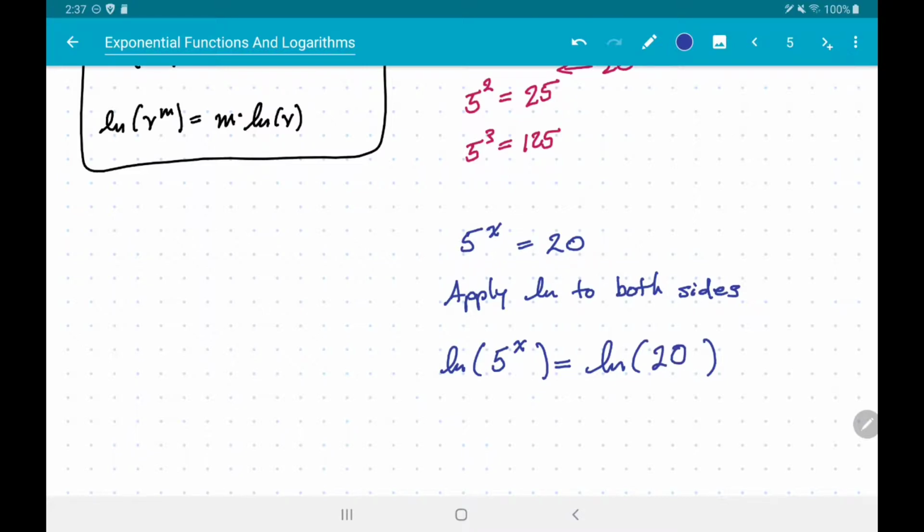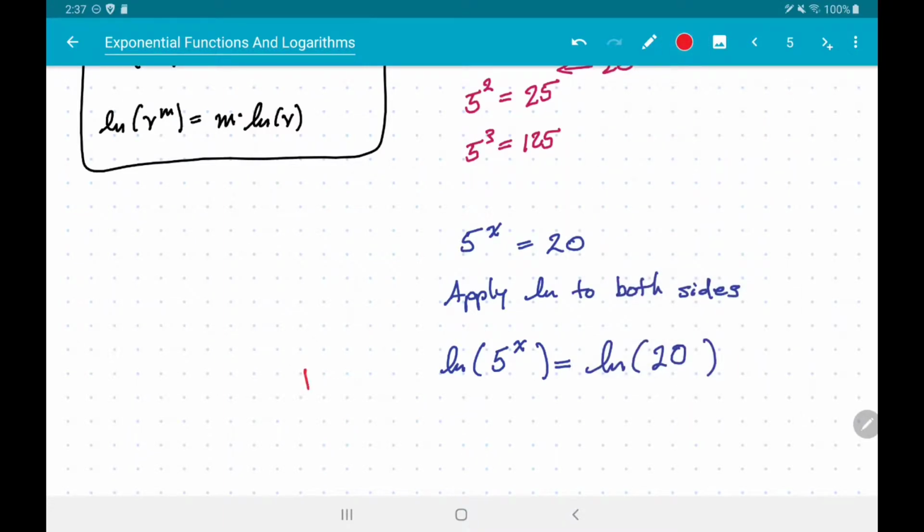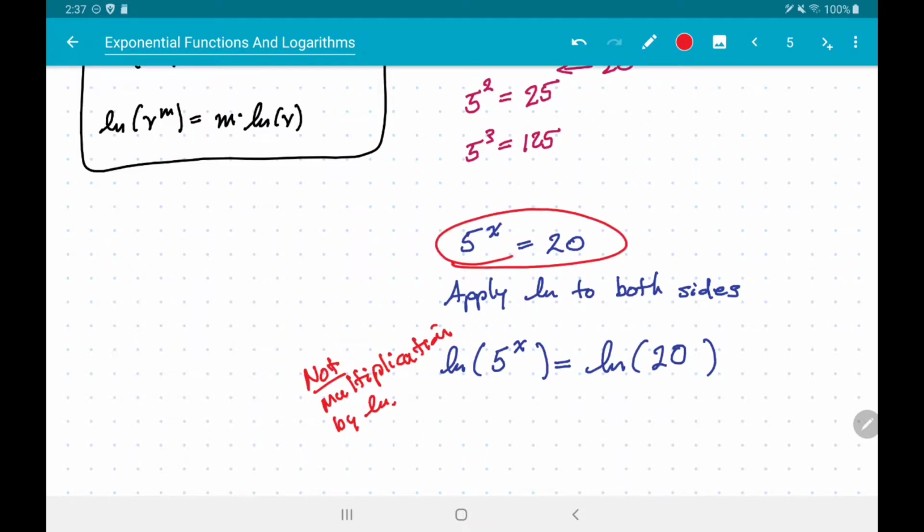And again, this is not multiplication. Let me put this in bright red. This is not multiplication by ln. ln is a function, and we are applying the function to both sides. We're using 5^x as input to the logarithm function, and we're using 20 as the input to the logarithm function. And because we have this equation, the result of applying ln to 20 and the result of applying ln to 5^x should be the same.